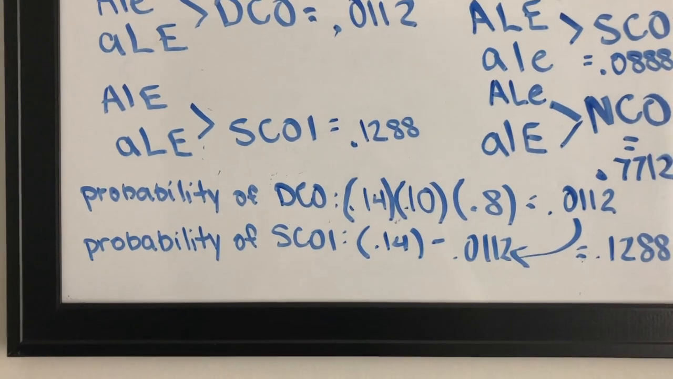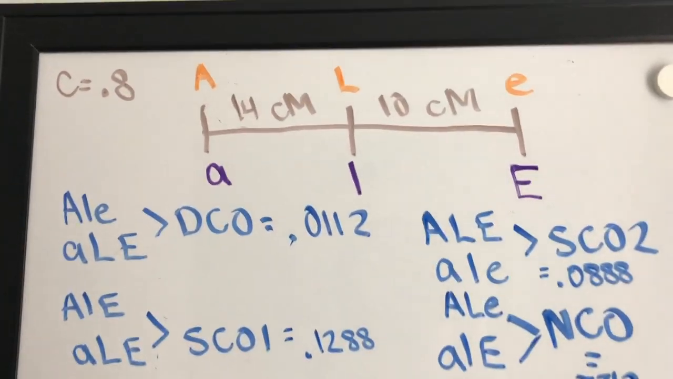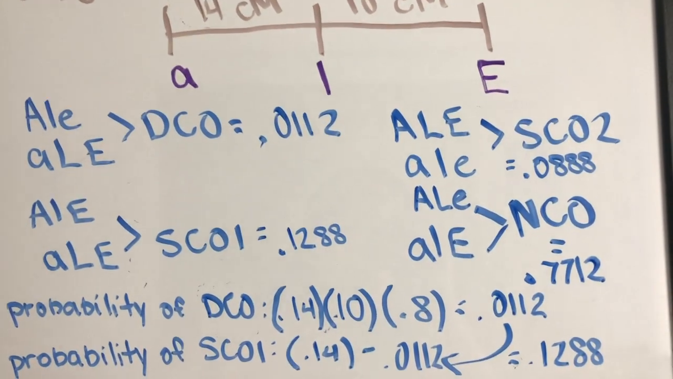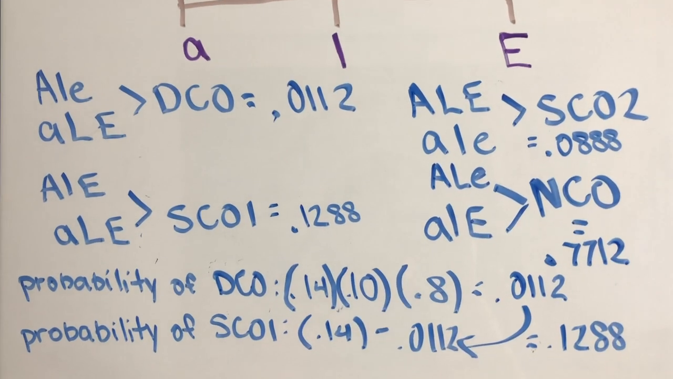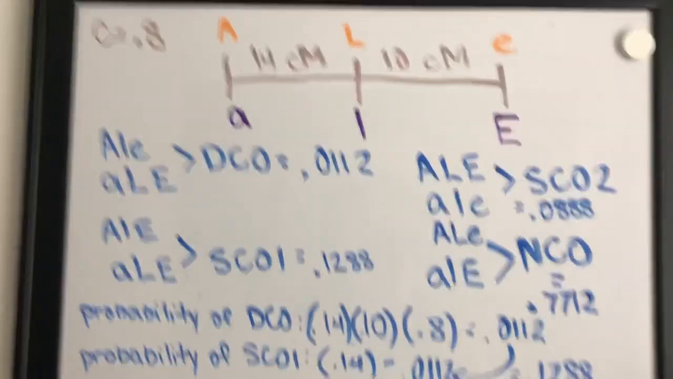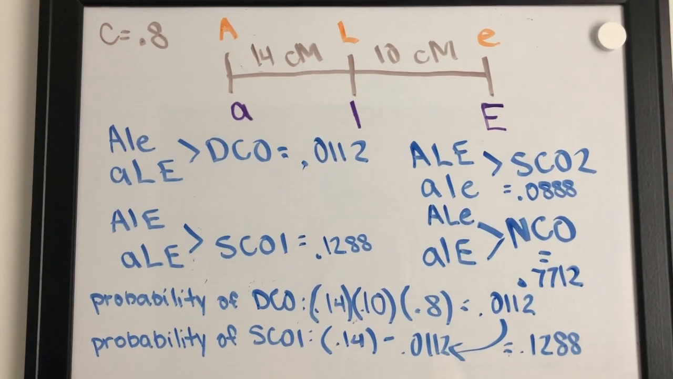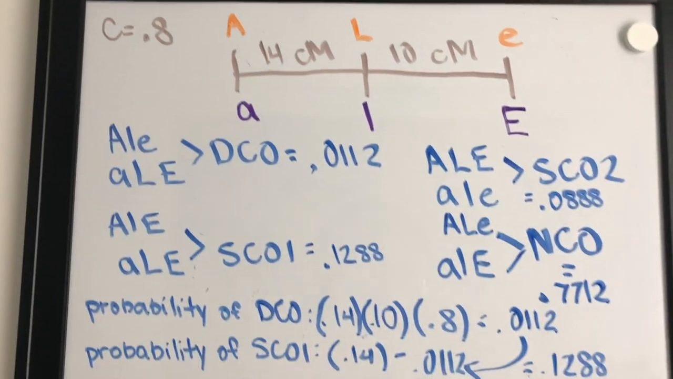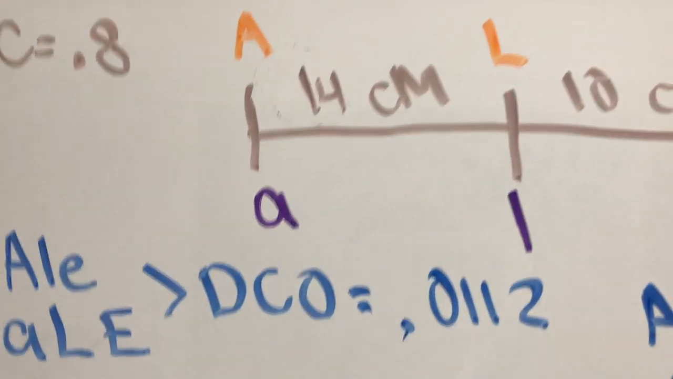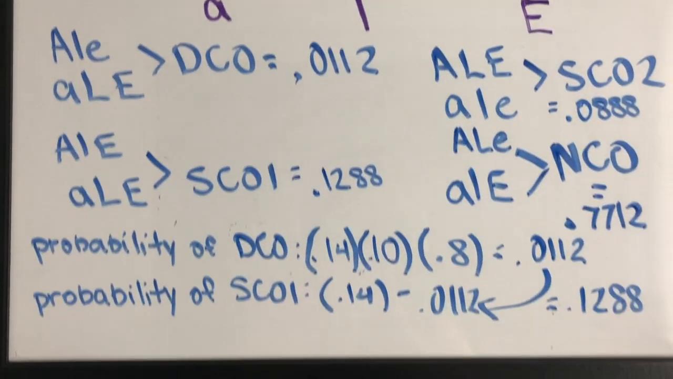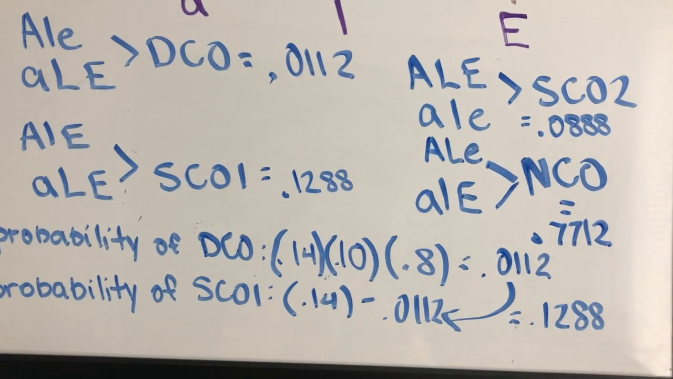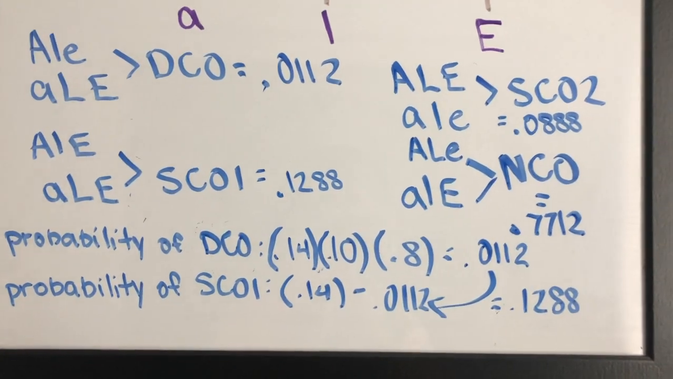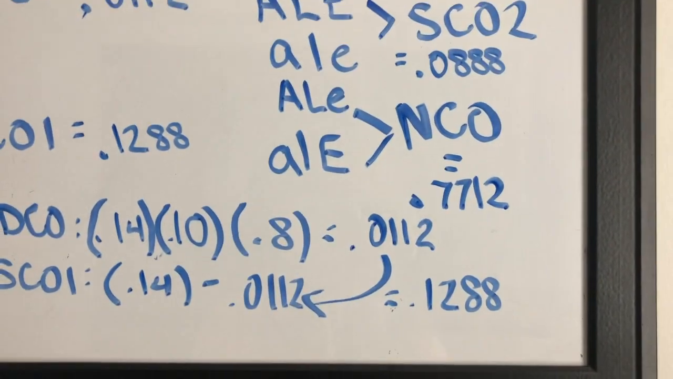So the way I did the probability of a double crossover is I multiplied position 1 distance times position 2 distance times the coefficient of coincidence, and I got that it was 0.0112. And then the probability of a single crossover at position 1 is the distance at position 1 minus the probability of a double crossover, since you don't want to include those in a single crossover calculation. And then I got 0.1288.